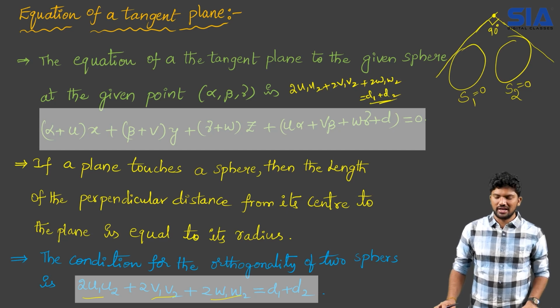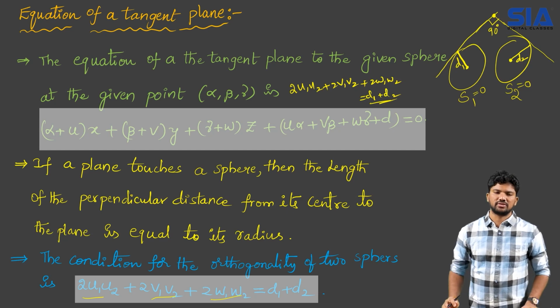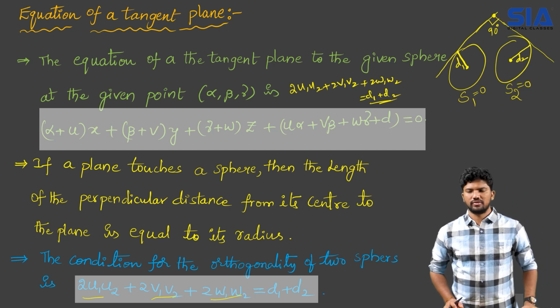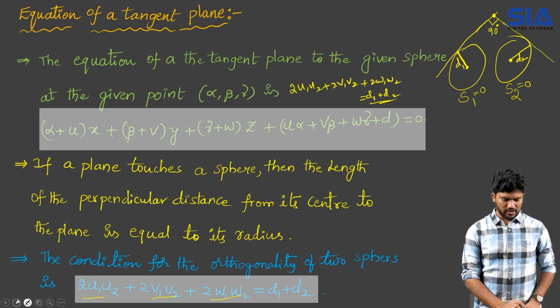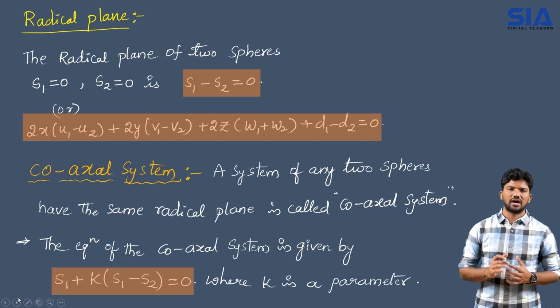Then what is that small d1? Small d1 is the perpendicular distance from the center of the first sphere to the tangent line. This is the d1. And what is the d2? The perpendicular distance from the center of the second sphere to its tangent. So we have to calculate in that format. If that value is equal, then we can say both the spheres are perpendicular to each other, or orthogonal spheres.